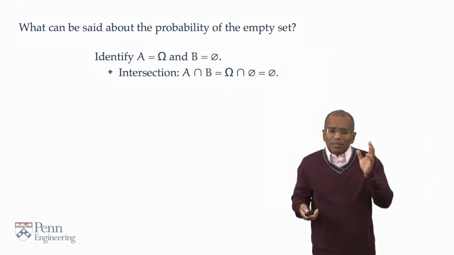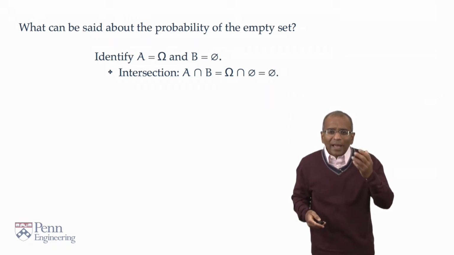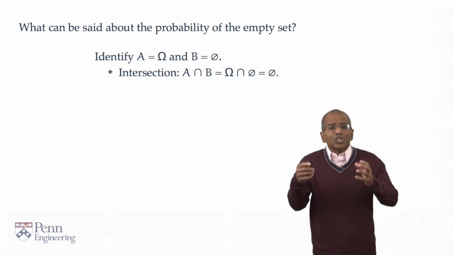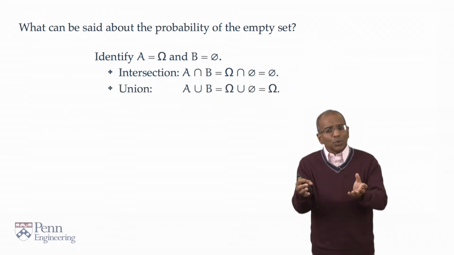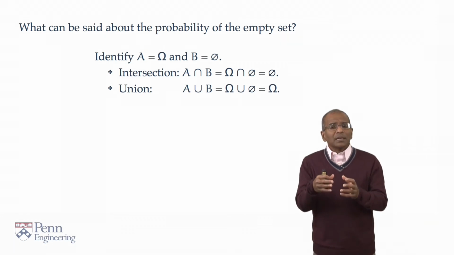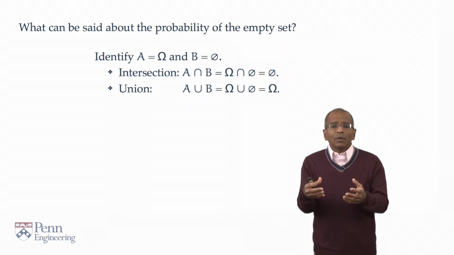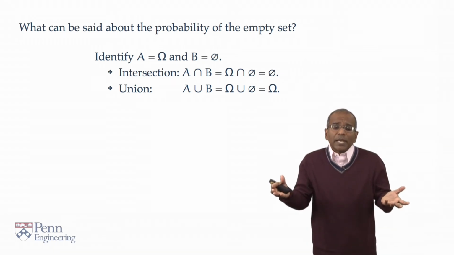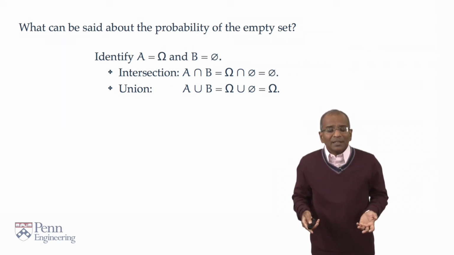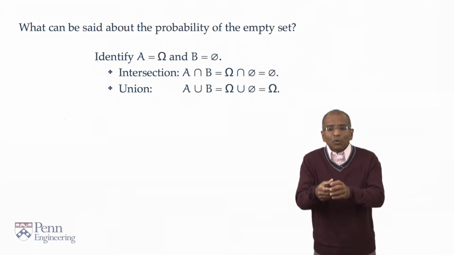Aha, this strikes a bell with the axiom of additivity, which dealt with disjoint sets. Well, to understand how to use it, we have to look at the union. But any set, when it's taken as a union with the entire sample space, will just give you the sample space. The sample space contains everything. Excellent. Now let's see what we can do with this.